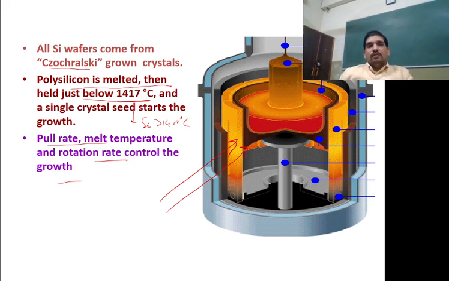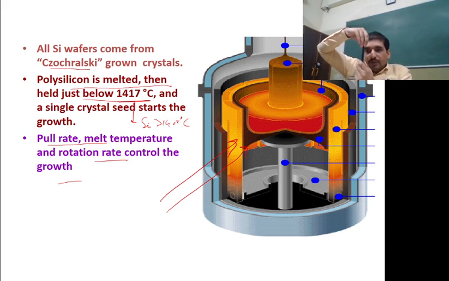Right? Similarly, temperature matters. If it is less than 1400 degrees centigrade, nothing will happen. And if it is at a much higher temperature, then impurities will add on. So we have to think about the temperature also. Rotation rate control. See how you are rotating this seed crystal in, let us say, clockwise direction, and the crucible in anti-clockwise direction. So rotation rate controls the growth.